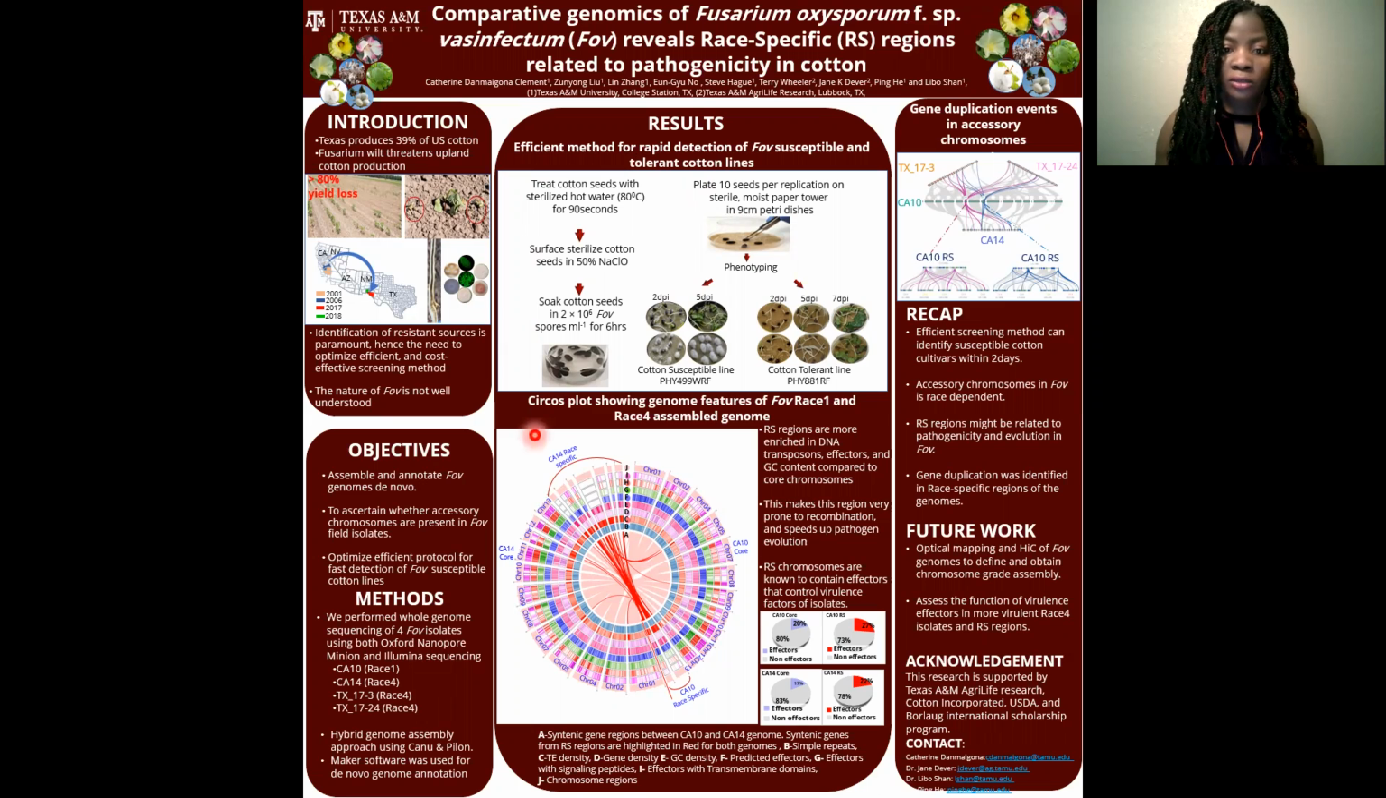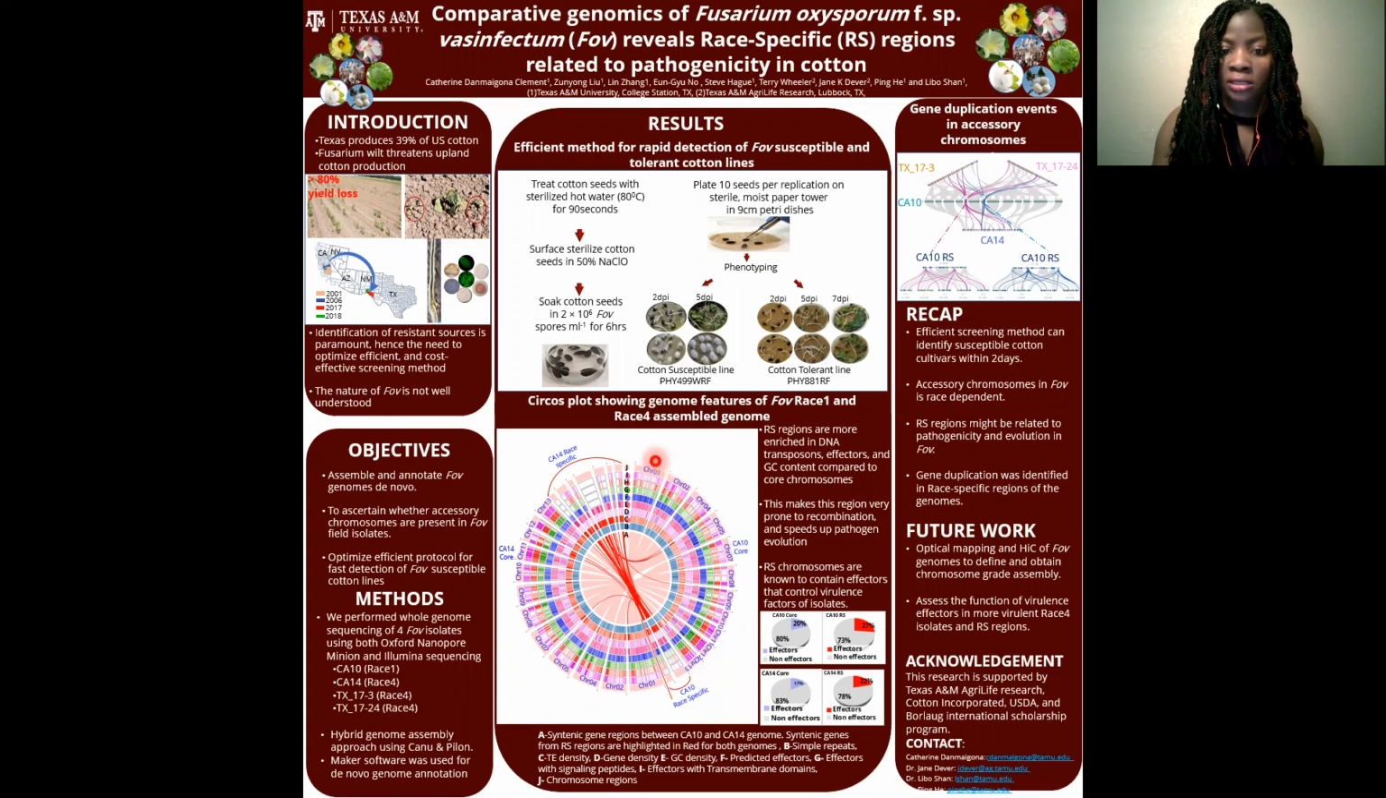This is the Circos plot showing the summary of our assembled genome, and I'll be showing 4 things with this plot. Number one is the fact that the FOV genome has 2 types of chromosome. The core chromosome, which is responsible for the normal function of the pathogen, and the accessory chromosome, which is responsible for the pathogen adaptation, virulence, duplication, and recombination.